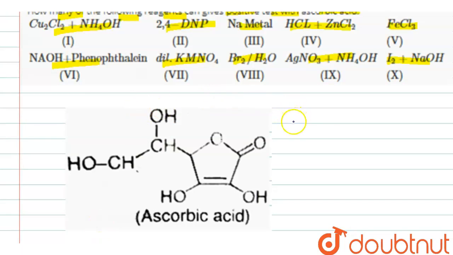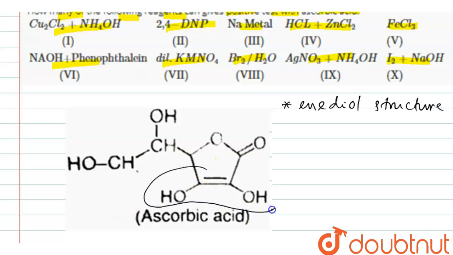Before going to that, let us see the different types of functional groups or bonds present in ascorbic acid, such as double bonds, single bonds, etc. If we carefully see, ascorbic acid has an ene-diol structure. Here this is the ene-diol structure, and these two OH groups become phenolic. So this gives its acidic nature.